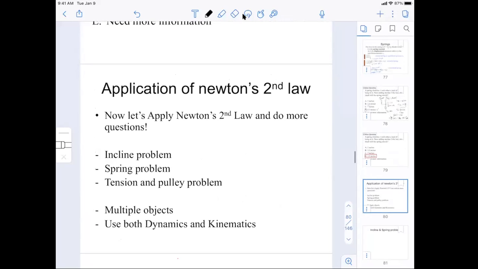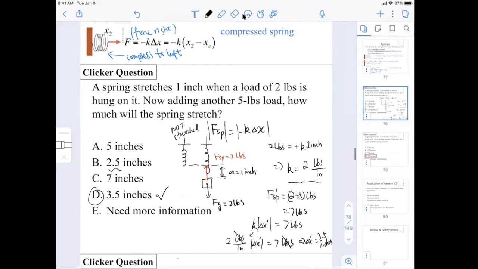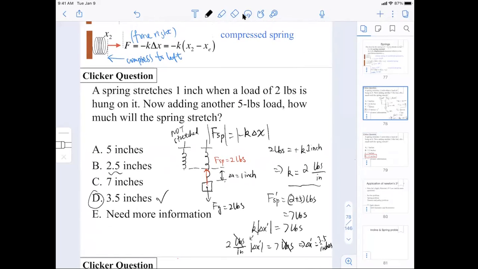Before I go on to solve a more complicated problem, I want to ask, are there any questions in terms of how to calculate normal force on the ramp, how to do static and kinetic friction on the ramp, and how to do a spring force? Are there any questions before I move on?